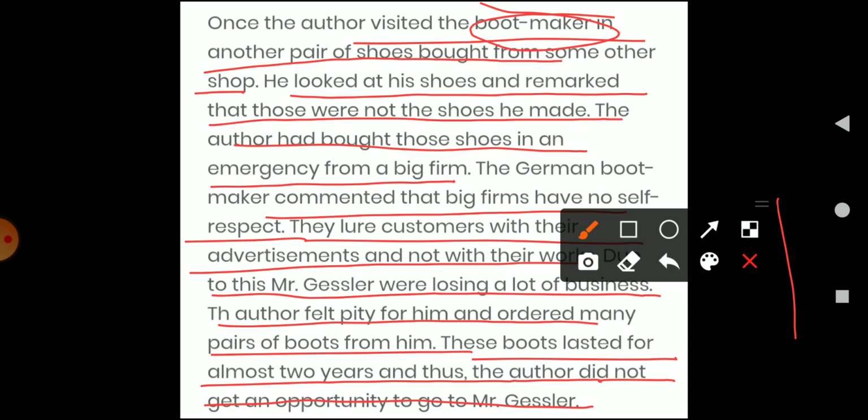Because the author felt very bad, as he was an old customer of his, out of that pity he ordered many pairs of shoes from him. And because he ordered quite a few pairs, he was not able to visit Mr. Gessler for quite a long time. We know that the shoes Mr. Gessler makes are of very fine quality. Let's assume he ordered 2 or 3 pairs of shoes. Because the quality of the shoes was very fine, he was not able to visit Mr. Gessler for around 2 years. Okay.